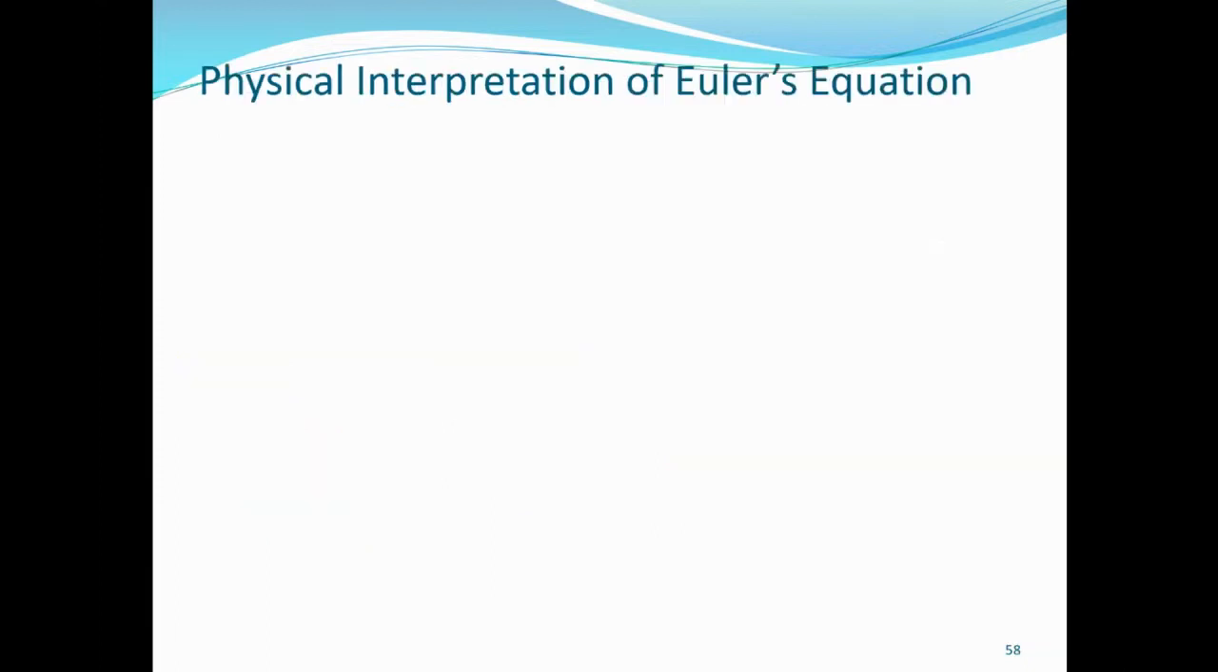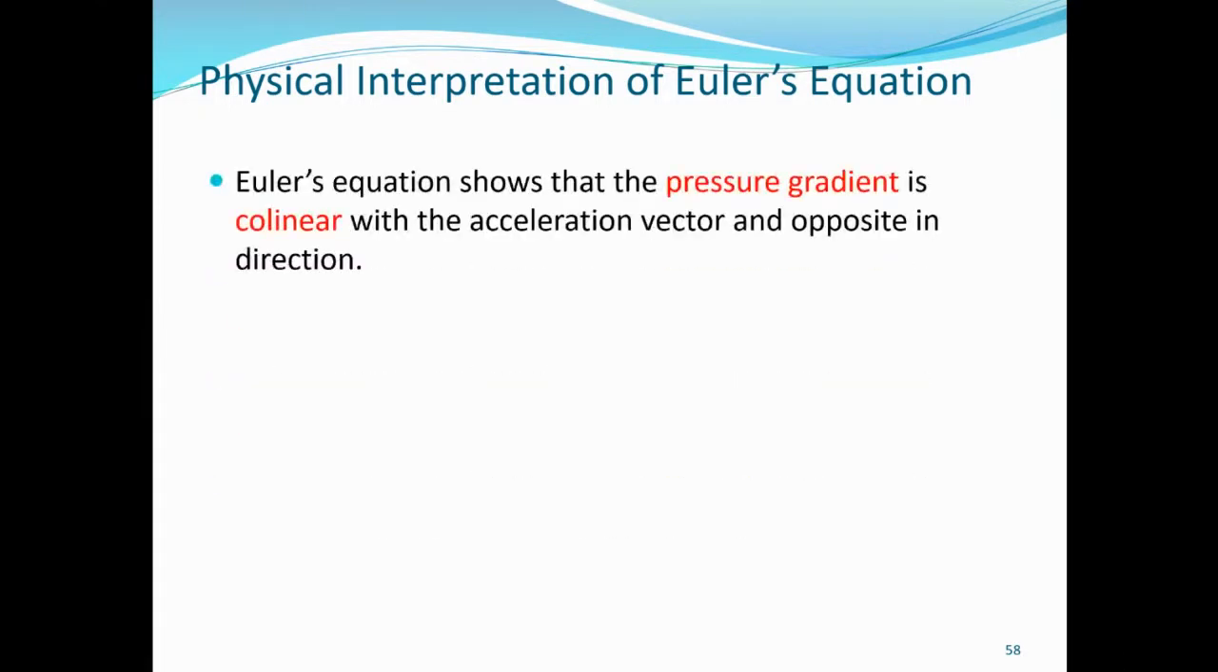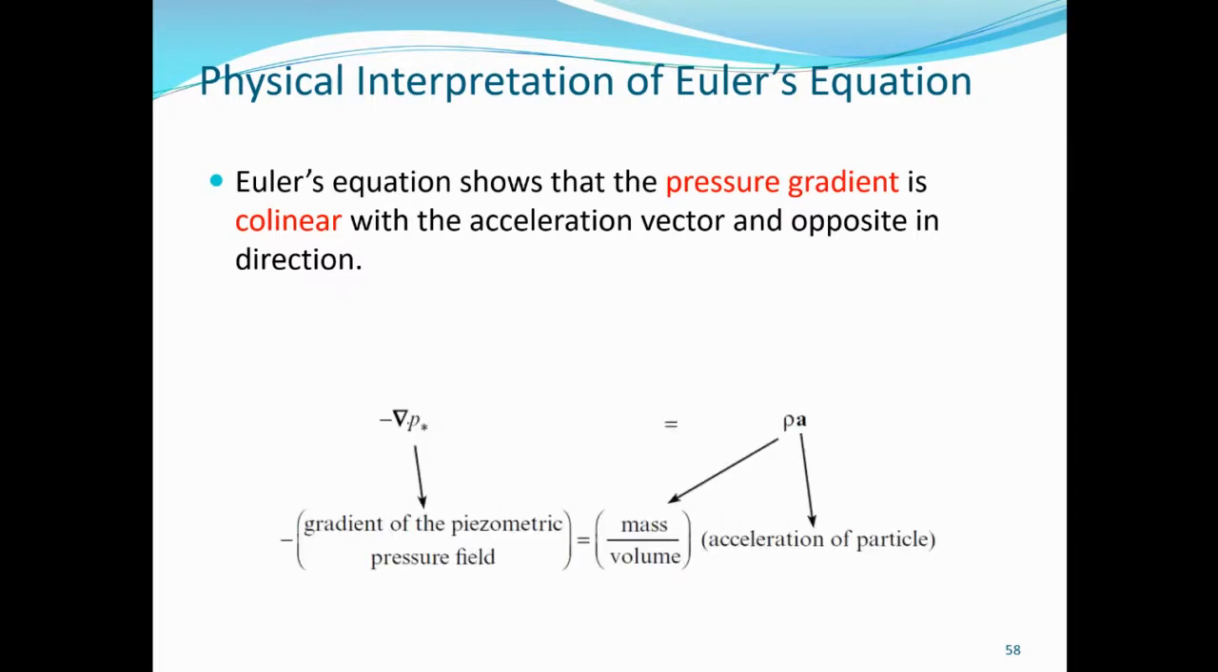Now, on the physical interpretation of Euler's equation, I've already started giving the explanation. Euler's equation shows that the pressure gradient is collinear with the acceleration vector and in opposite direction. It's collinear, just like in Newton's laws of motion, summation F equals ma, so F and a are collinear. But in that case, because it is positive, they lie in the same direction. In this case, because it is negative, they lie in opposite directions, but on the same line.